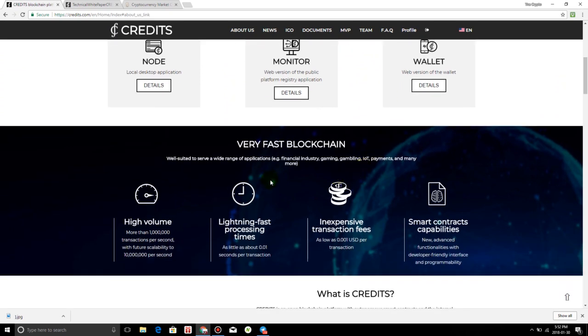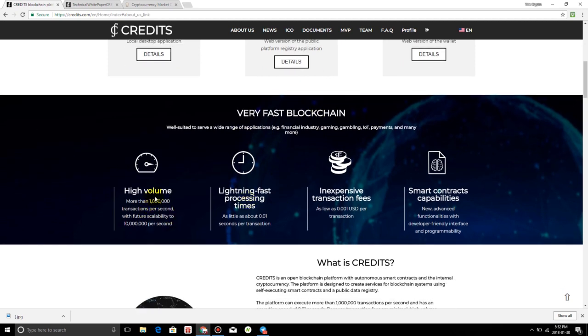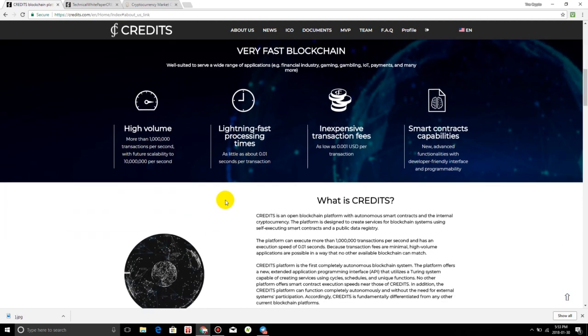So, first and foremost, it is a very fast blockchain, as stated over here. Super high volume, so more than 1 million transactions per second, guys. And they're also talking about future scalability up to 10 million transactions per second. So what they're trying to tell us is they're not stopping at 1 million per second. They're going to up the bar and work on it to actually reach the point where it can handle 10 million per second, which is just crazy. That's just crazy.